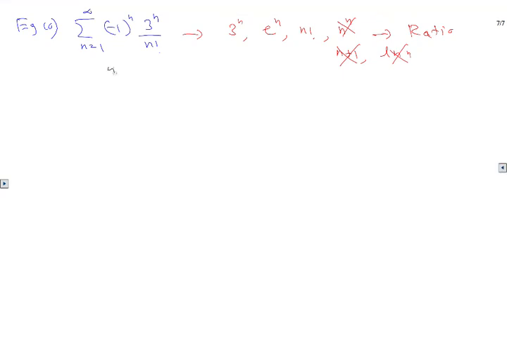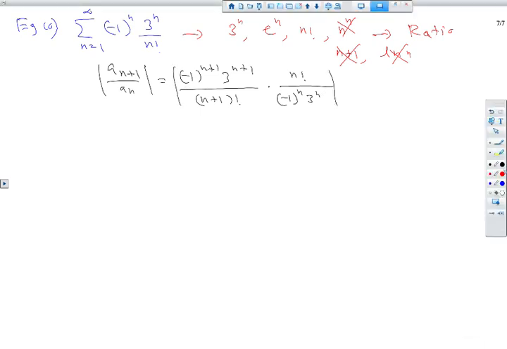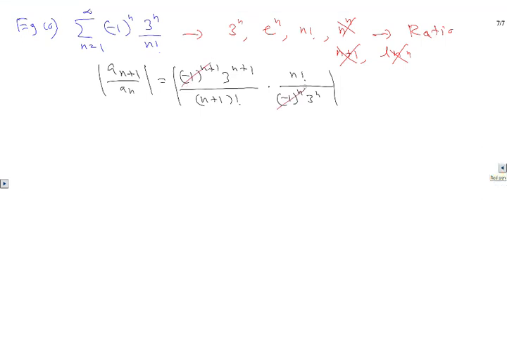Okay, so let's try it now. We can look at the ratio, a n plus 1 over a n, absolute value, don't forget that. So it is (-1)^(n+1) 3^(n+1) over (n+1) factorial, and it's a division so flip it upside down: n factorial over (-1)^n 3^n, absolute value. You can see that the (-1) factors get cancelled because their absolute values are 1, and 3^n cancels with 3^n.